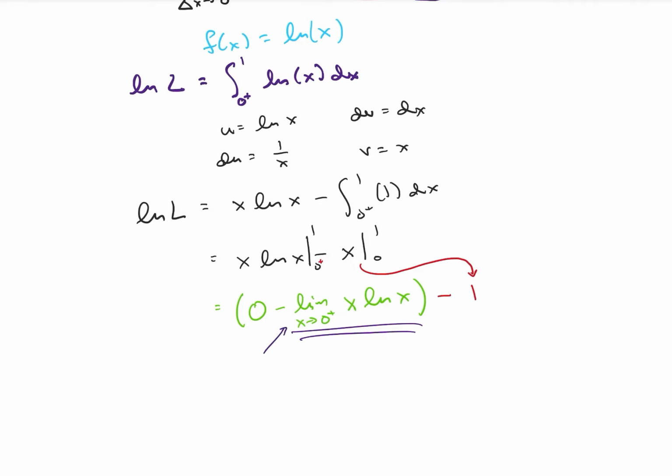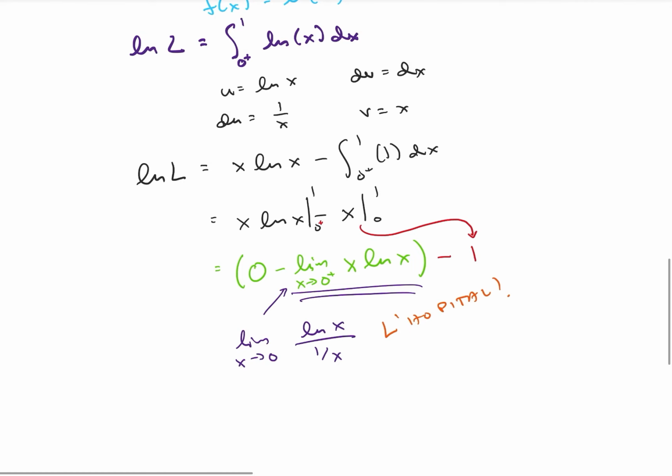So let's look at this term here. The limit as x approaches 0 of ln of x over 1 over x. Now we have a value approaching infinity over a value approaching infinity. So we're going to use L'Hopital's rule. We take the derivative of the top and bottom. So we're going to have the limit as x approaches 0 of 1 over x divided by negative 1 over x squared, which is going to be the limit as x approaches 0 of negative x over 1, which is going to be 0.